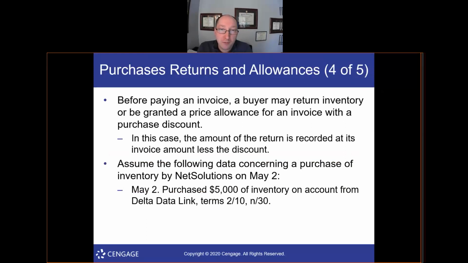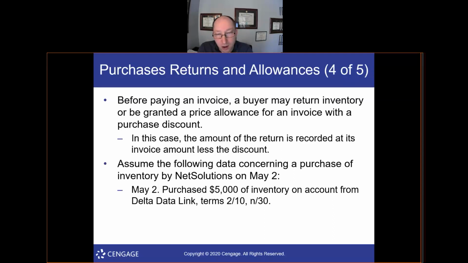Before we pay an invoice, a buyer may return inventory and be granted a price allowance using a discount. So here's what this means. Let's say I'm going to return some of this inventory because I don't like it or I don't need it. Oftentimes, what will happen is the person that sold it to you will say, hey, you know what? Instead of sending that back to us, we'll just give you a discount instead. That's what this is.